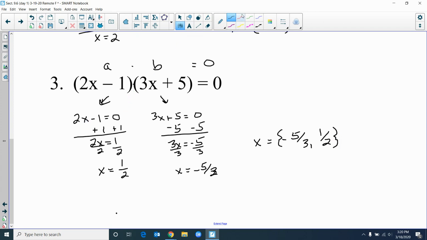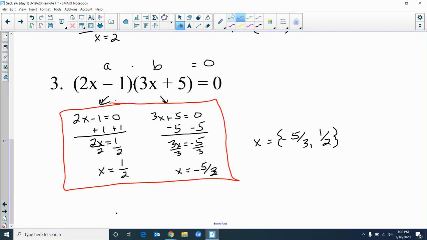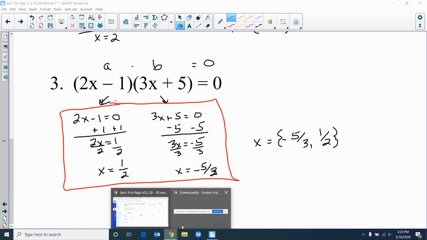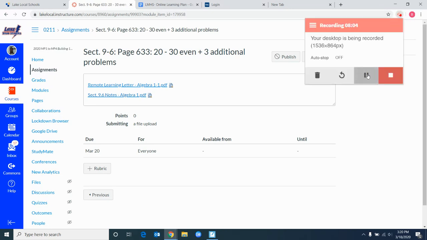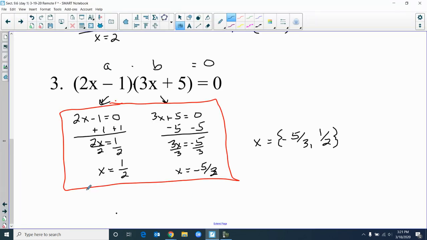For a problem like this, I need to see that work. Okay, I definitely need to see that work. All right, I'm going to pause here again for a second. Okay, so we're good there.